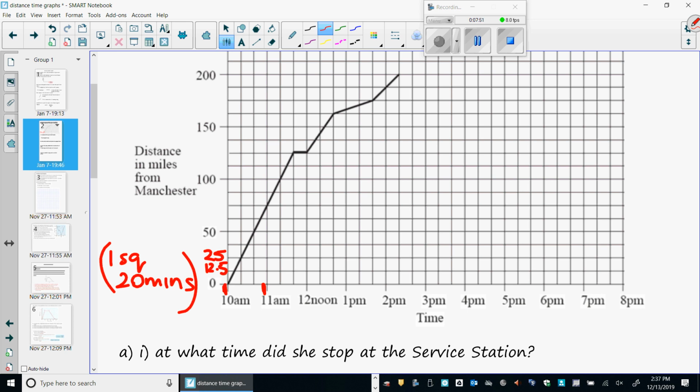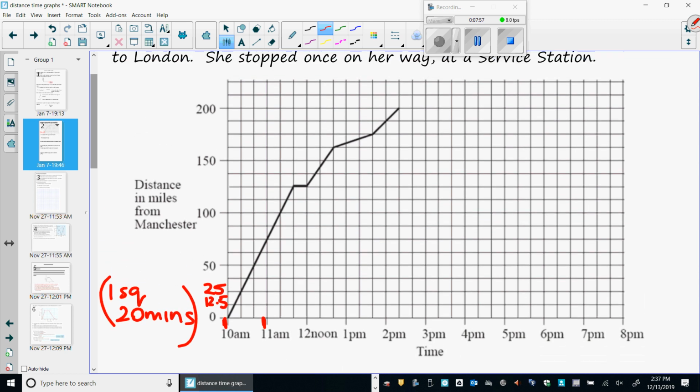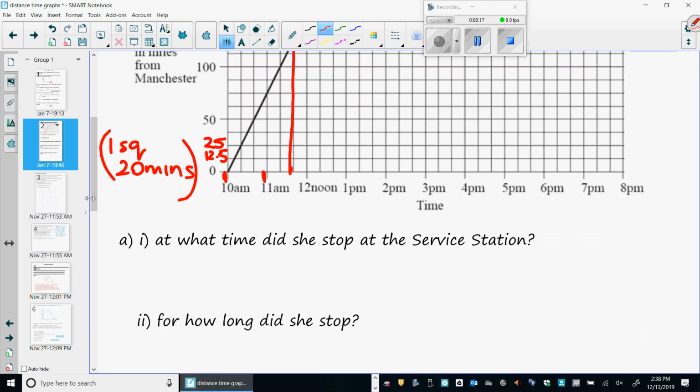It says, at what time did she stop at the service station? What did we say indicates that something is stationary or someone is stopped? A horizontal line. Thank you. Haley's on board today. So where does this stationary line start? Well, it's here, and it starts down here. So what time is that? 11:40. I love your work. 11:40 a.m. Because look, it's 2 squares away from 11 a.m. That's where she finishes her break.